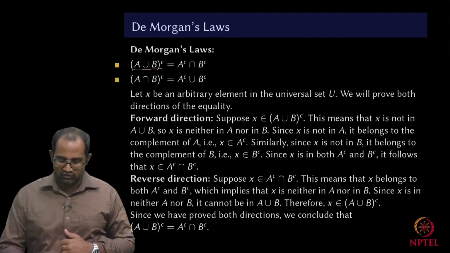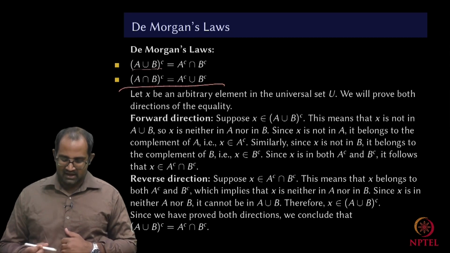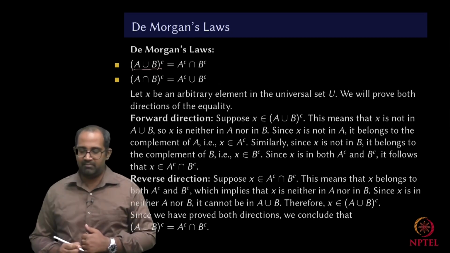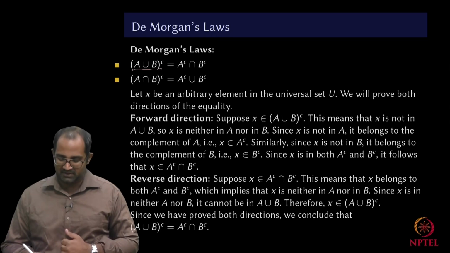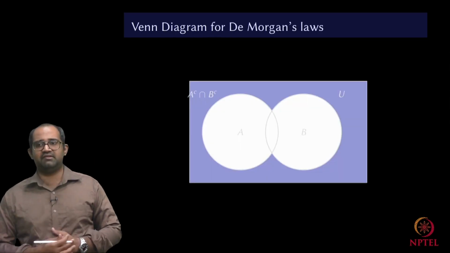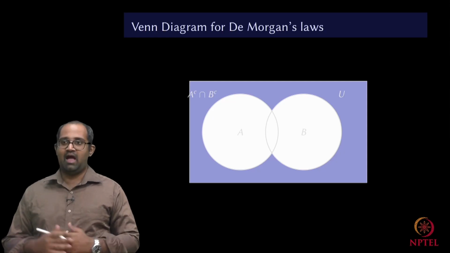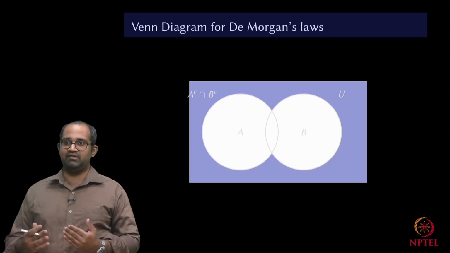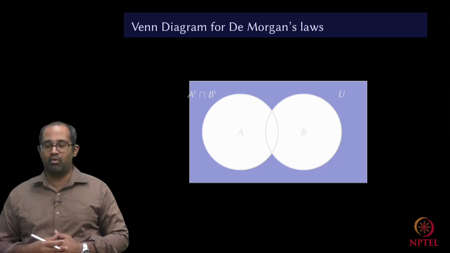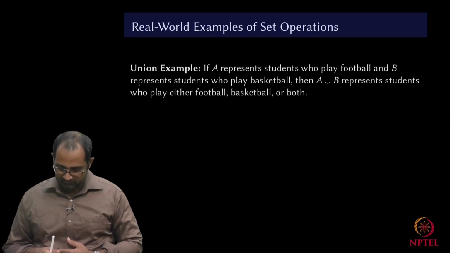I am going to leave it to you to prove the other identity, that (A intersection B) complement is A complement union B complement. Here is a simple Venn diagram illustrating De Morgan's laws. Have a nice look at it. Because it is bright, it might wake you up from the boring proof we just saw.